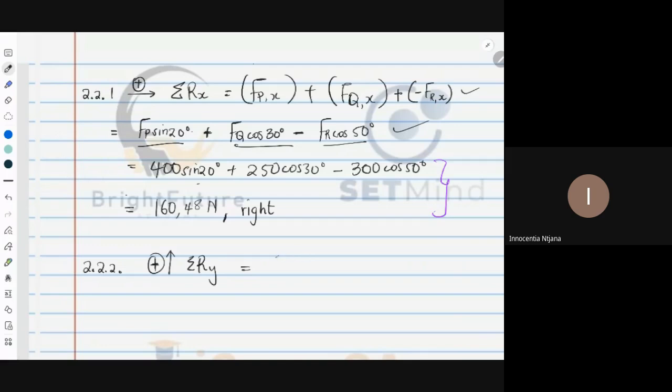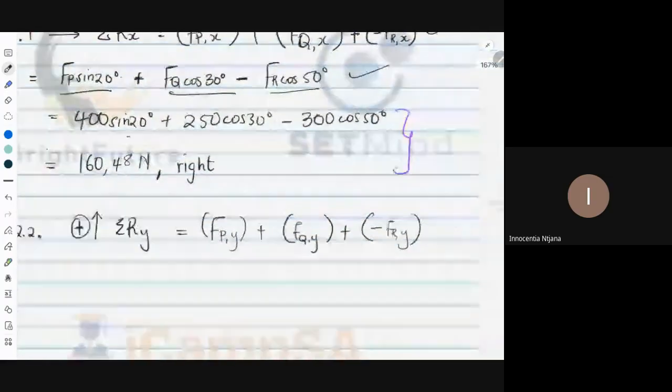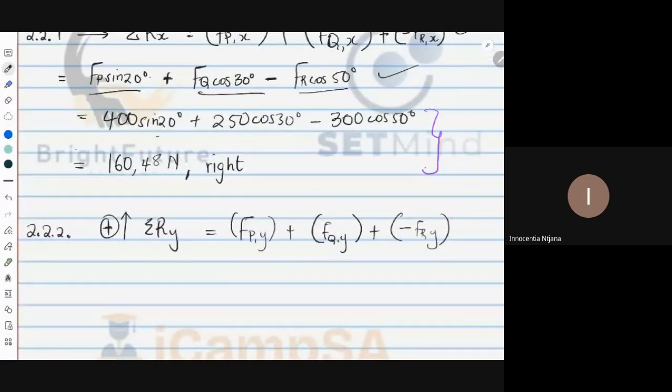Let's do it. We have FPY plus FQY, plus we said FR is negative, FRY. So it's negative because it's opposite to the direction we chose as positive, okay? So now we can say FP. I know that since our X was sine, it means Y is cos. Cos 20. This looks like 200, but it's 20.